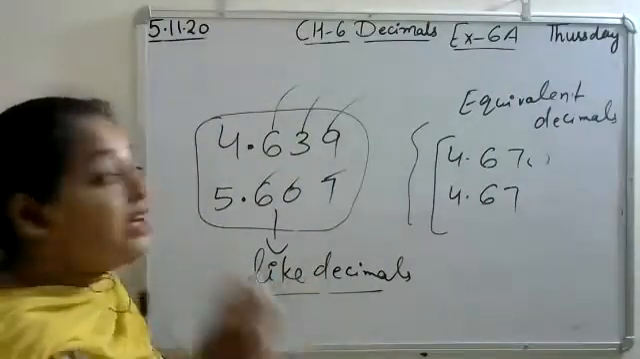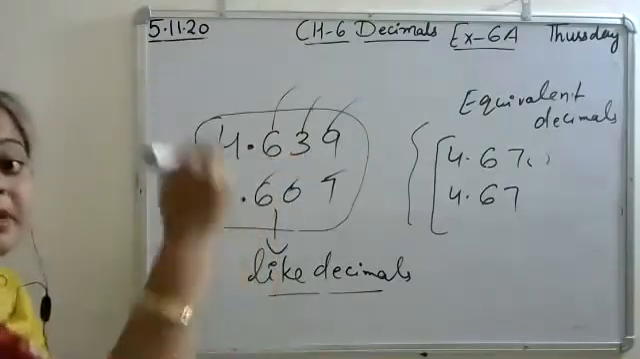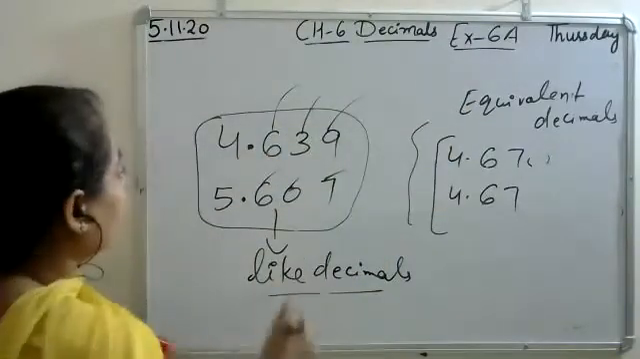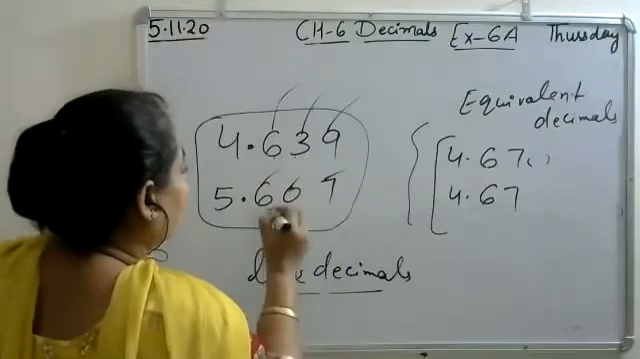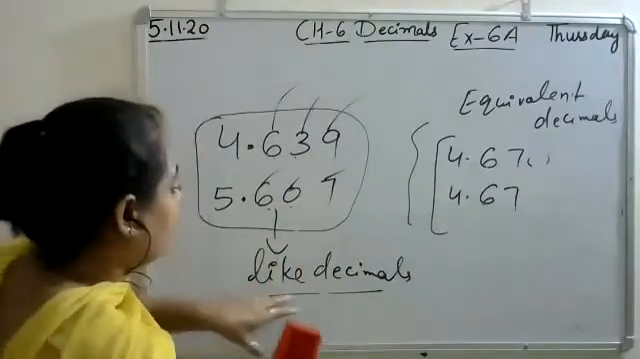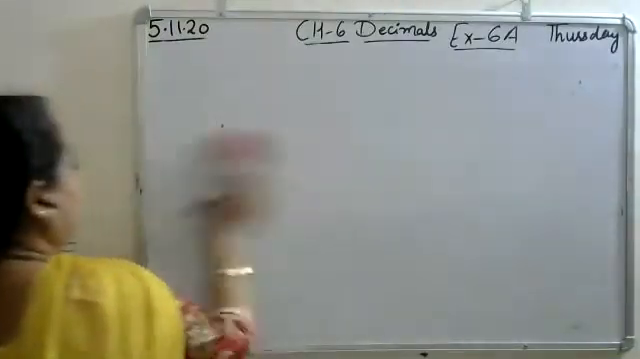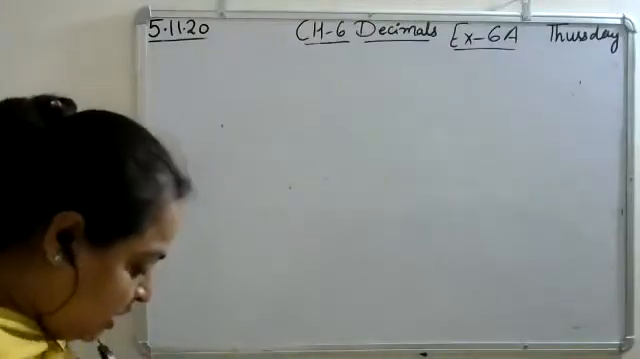In the like you will count the decimal places. Decimal places means decimal के बाद में आपने counting करनी है digits की. ये देखो 1 2 3, 1 2 3. Same places. It means both are like decimals. So this is the concept of like. Now come to the third question.